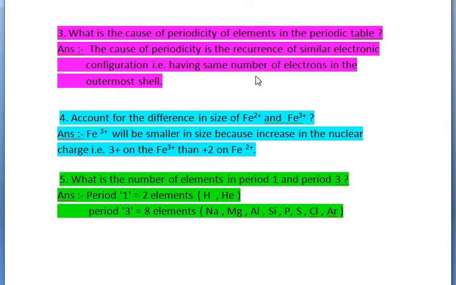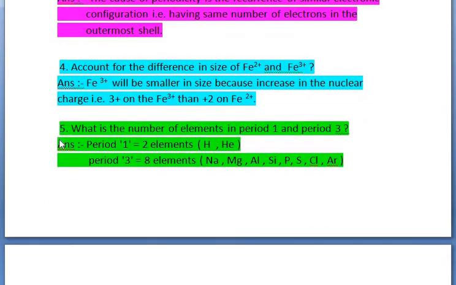Here the charge on Fe3+ is 3 positive, while the charge on Fe2+ is 2 positive. So the charge is higher on Fe3+, so its size will be smaller than Fe2+, because remember, nuclear charge is inversely proportional to the atomic size. It means if the nuclear charge is increasing, atomic size will decrease. Understand this?